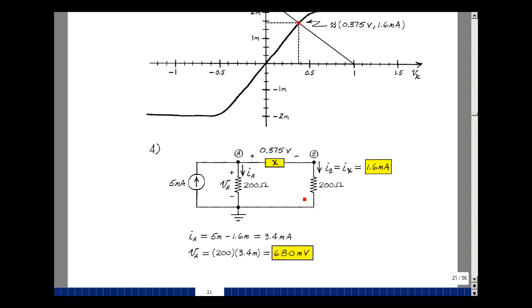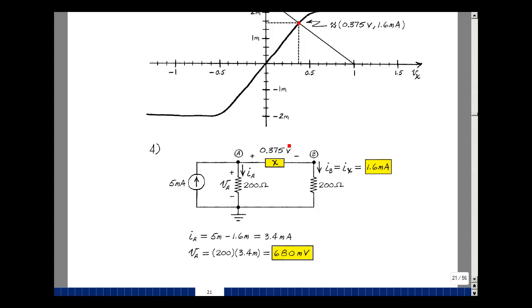Solving for the current in this resistor is one of my unknowns, and of course that's equal to I sub x, which is 1.6 milliamps. Then to solve for the voltage across here, let's solve for the current and then multiply it by the resistance. I have 5 milliamps entering, and I've got a minus 1.6 milliamps entering, and that equals what's leaving, which would be the difference of those two, or 3.4 milliamps. If you multiply that by 200, you get 680 millivolts.